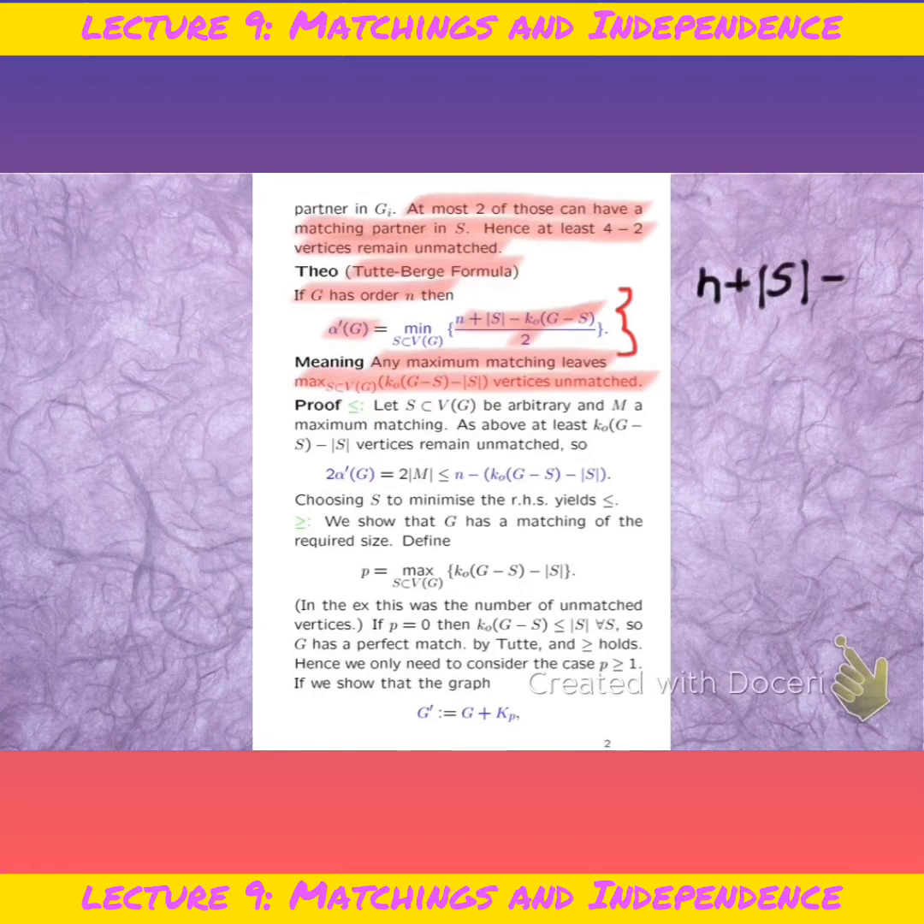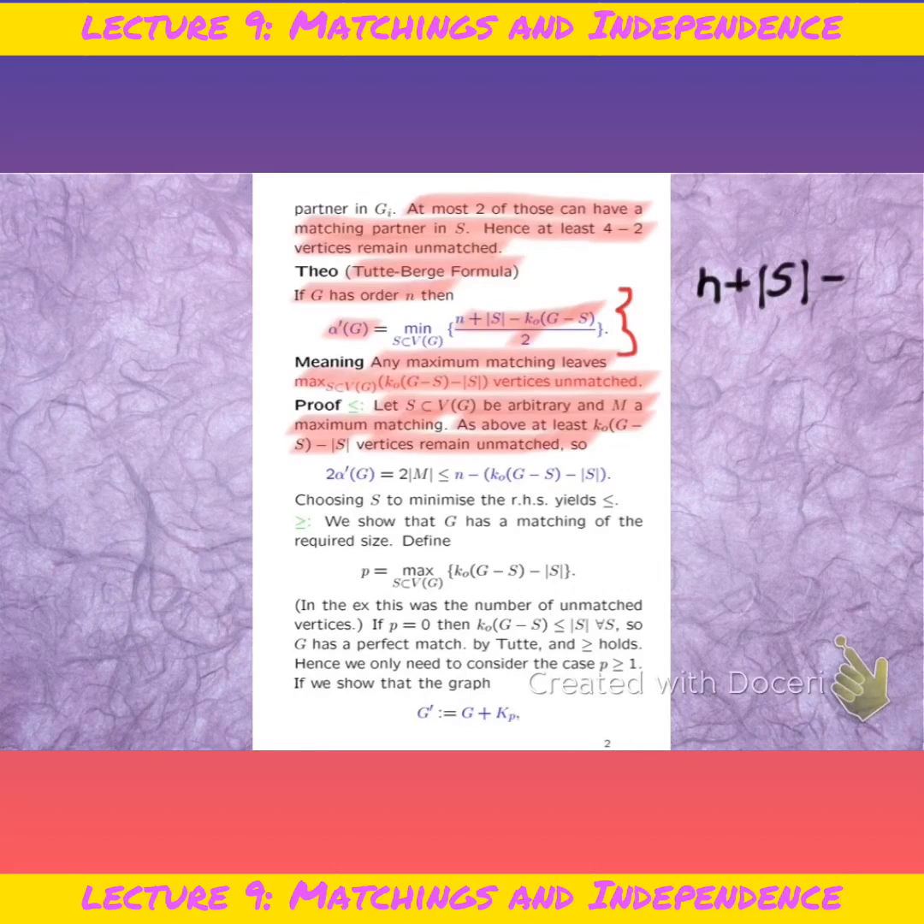Right. So to prove it, we first prove that inequality. Now we take S to be a subset of the vertex set of G, and we take M to be a maximum matching. Now, as above, at least k, the number of odd components of G minus S, vertices remain unmatched. And why is that?